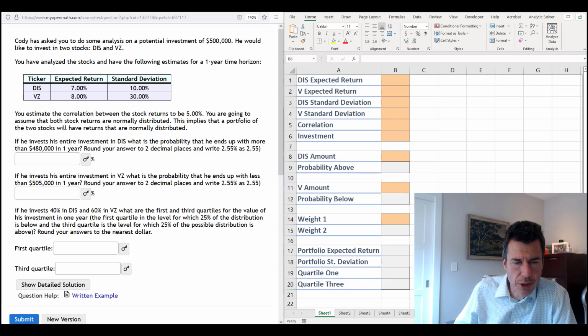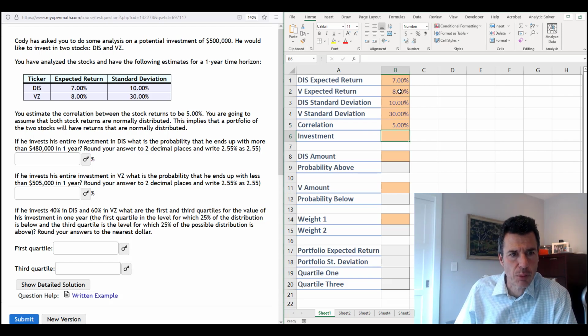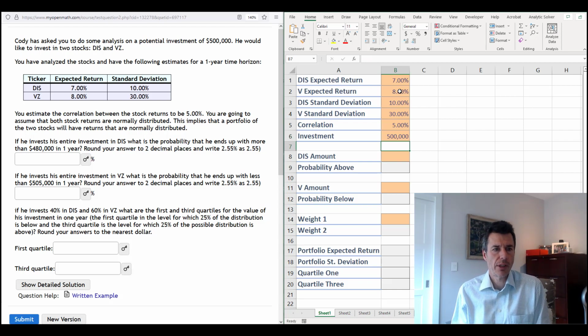The expected return for Disney is 7%. I'm going to put these into my spreadsheet. The expected return for Verizon is 8%. The standard deviation of Disney returns is 10%. Standard deviation of Verizon returns is 30%. And the correlation between the returns on both of these stocks is 5%. And we're investing $500,000.